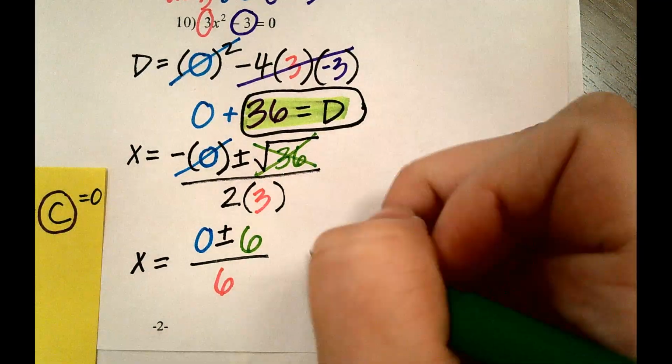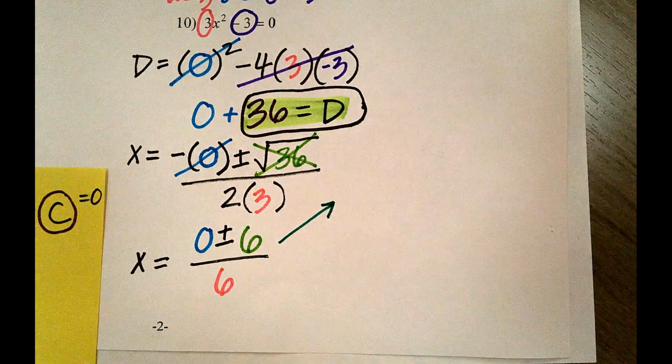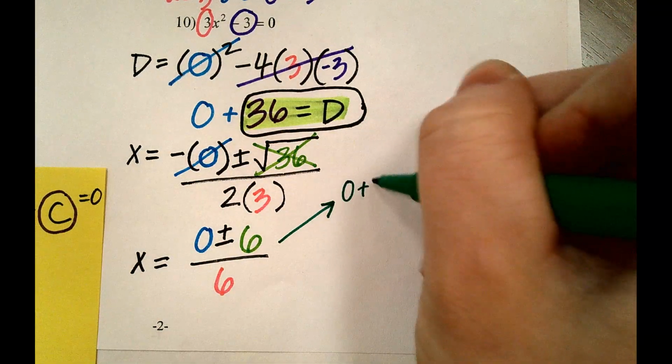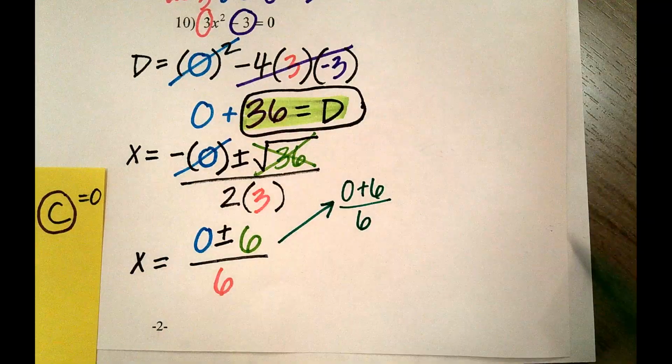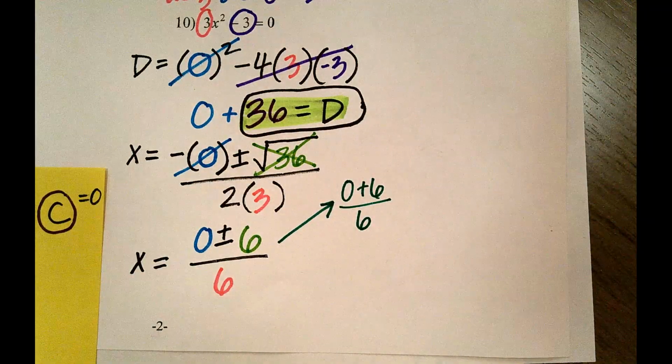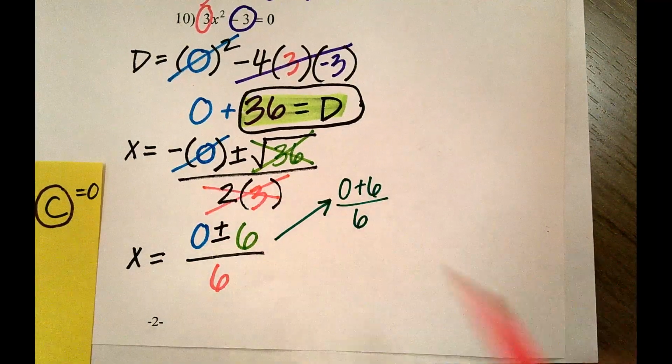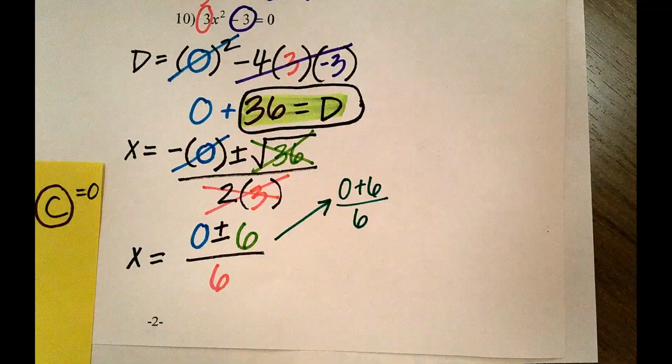So when I split, what's my first problem? 0 plus 6 over 6. Good. 0 plus 6 over 6. Wait a minute. Hold up. Do that. Oh, you just cross it out. Oh, sorry. I forgot to cross it out. That's my bad. Okay. So your answer will be wrong. Yes, we got the confused mistake.